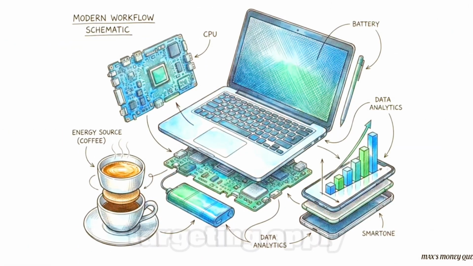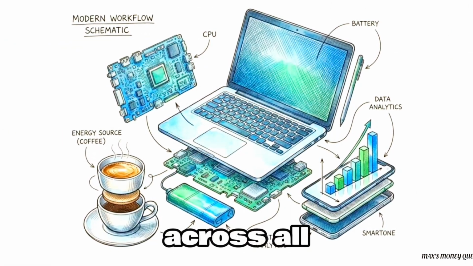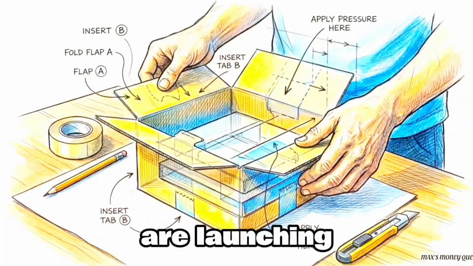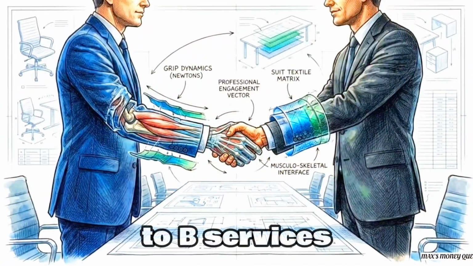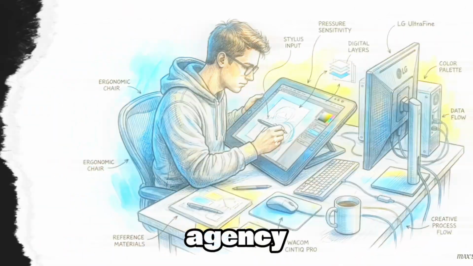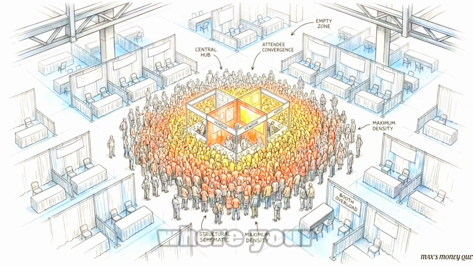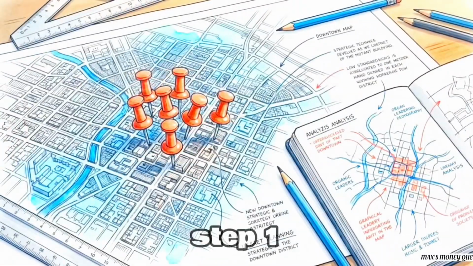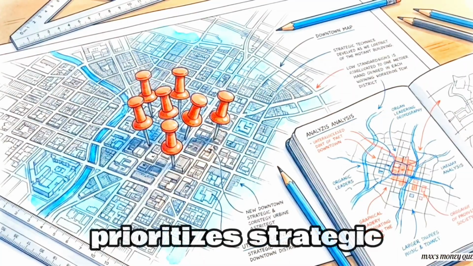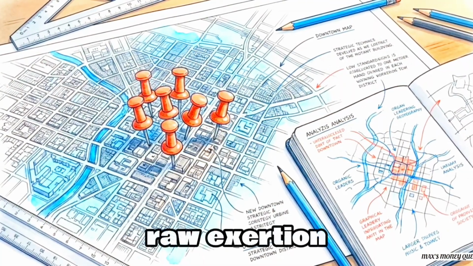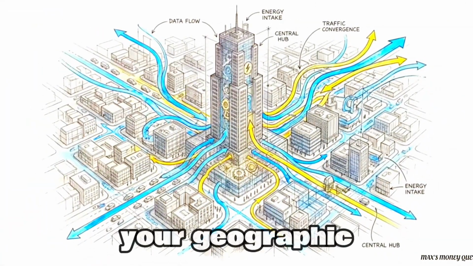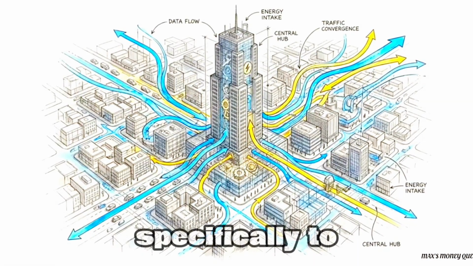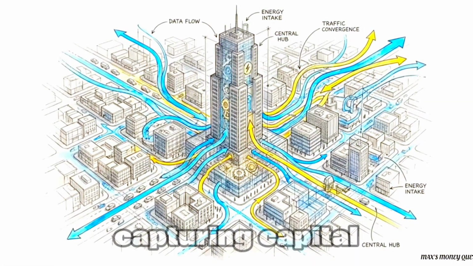The mechanics of this targeting apply identically across all income streams. If you are launching a product, offering B2B services, or starting a freelance agency, success requires finding locations where your target demographic aggregates and establishing your presence there. Step 1 in Munger's system prioritizes strategic positioning over raw exertion. It requires engineering your geographic and industrial location specifically to maximize the probability of capturing capital.